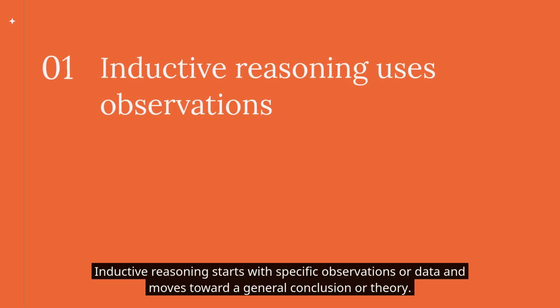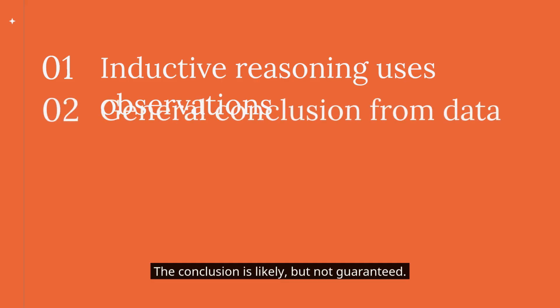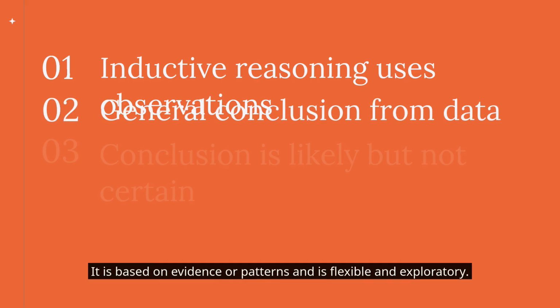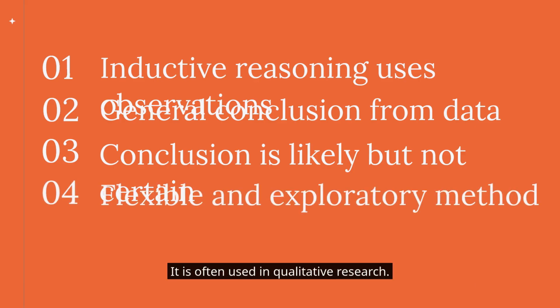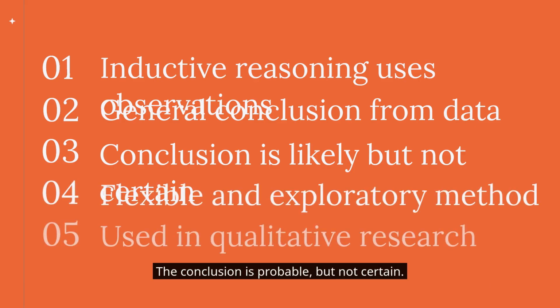Inductive reasoning starts with specific observations or data and moves toward a general conclusion or theory. The conclusion is likely, but not guaranteed. It is based on evidence or patterns and is flexible and exploratory. It is often used in qualitative research. The conclusion is probable, but not certain.